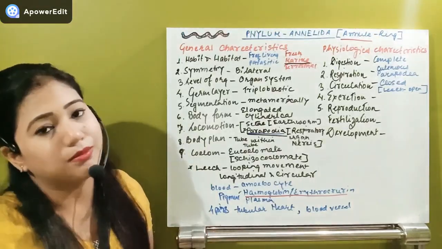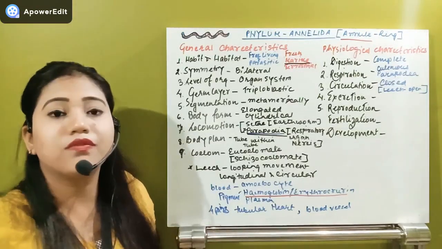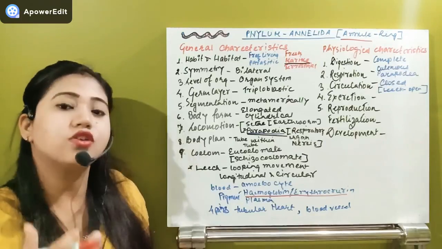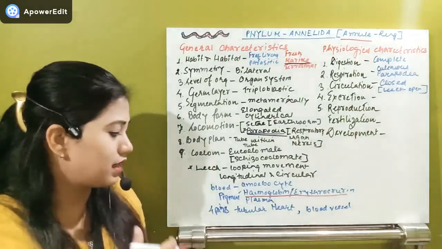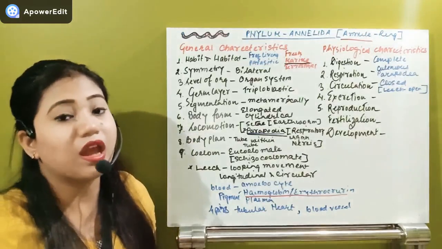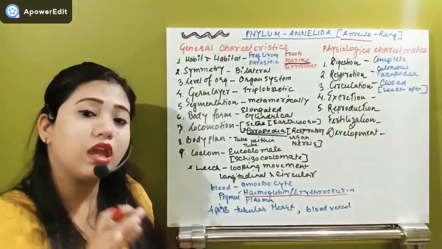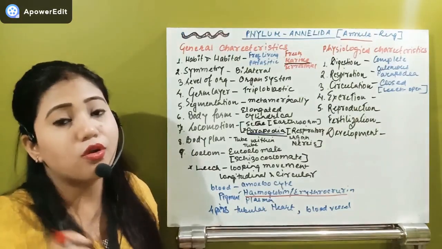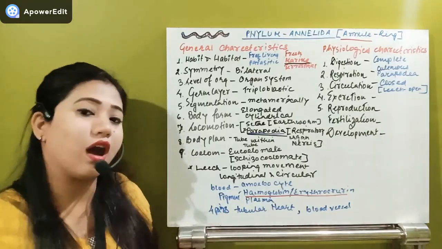Within the blood vessel, the blood will flow. And how will the blood flow? It has to be pumped. So who is going to pump the blood? That is the heart. So how many hearts are present in our annelid? In our annelid, we are going to have 4 pairs of tubular hearts.